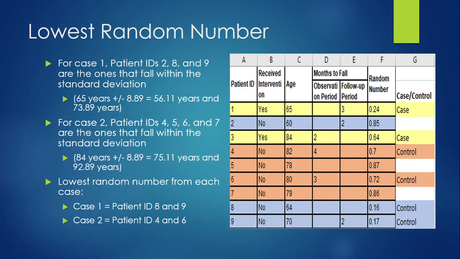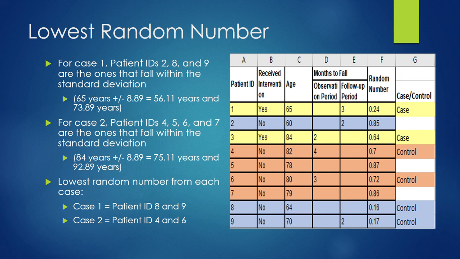Now that we have the standard deviation, we're going to use that number to find the lowest random number. So from using the standard deviation, in case 1, we found out that patient IDs 2, 8, and 9 are the ones that fall within the standard deviation. We know this by looking at case 1. We take the age from it, which is 65 years, and then we add and subtract 8.89, which is going to give us two different numbers. These numbers are going to be 56.11 years and 73.89 years.